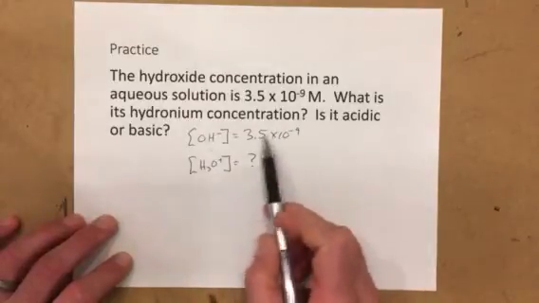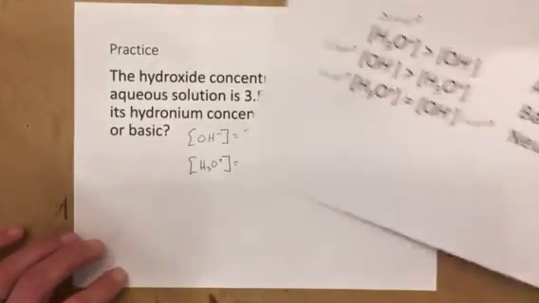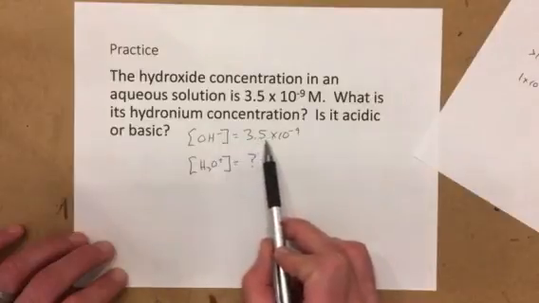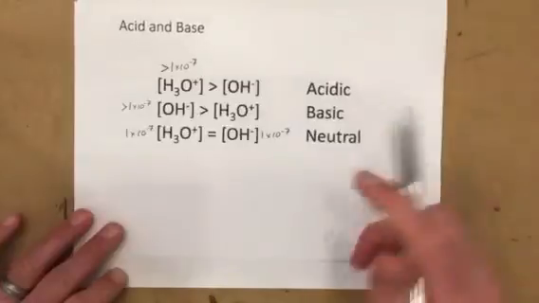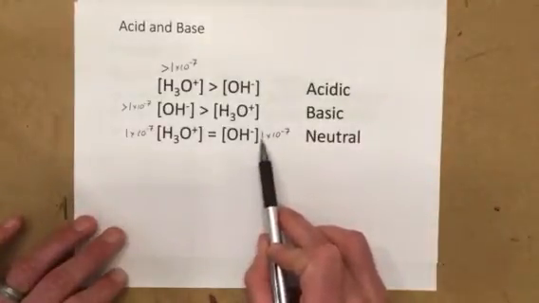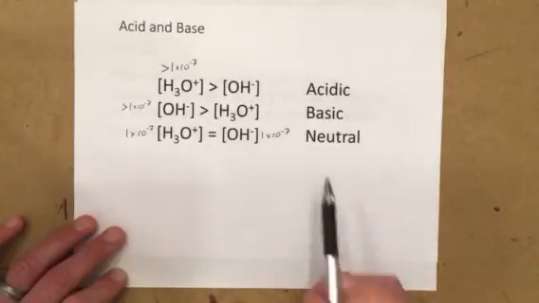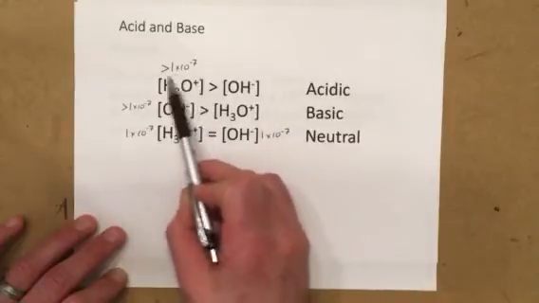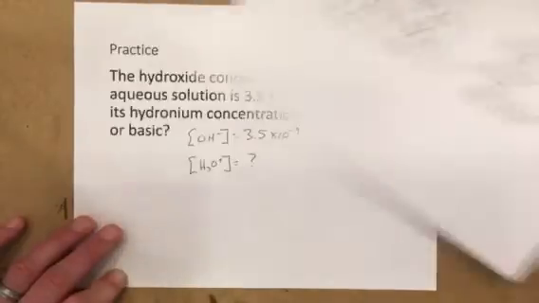Well, just by looking at this number, we can tell right away that this solution is going to be acidic, because we know that the hydroxide concentration is 3.5 times 10 to the negative 9. For a solution to be neutral, remember, your hydroxide concentration would have to be 1 times 10 to the negative 7. Well, in this case, we have a concentration less than that, so it means we have a low concentration of hydroxide, and we're going to have a higher concentration of hydronium, so we can tell right away that this is going to be acidic.